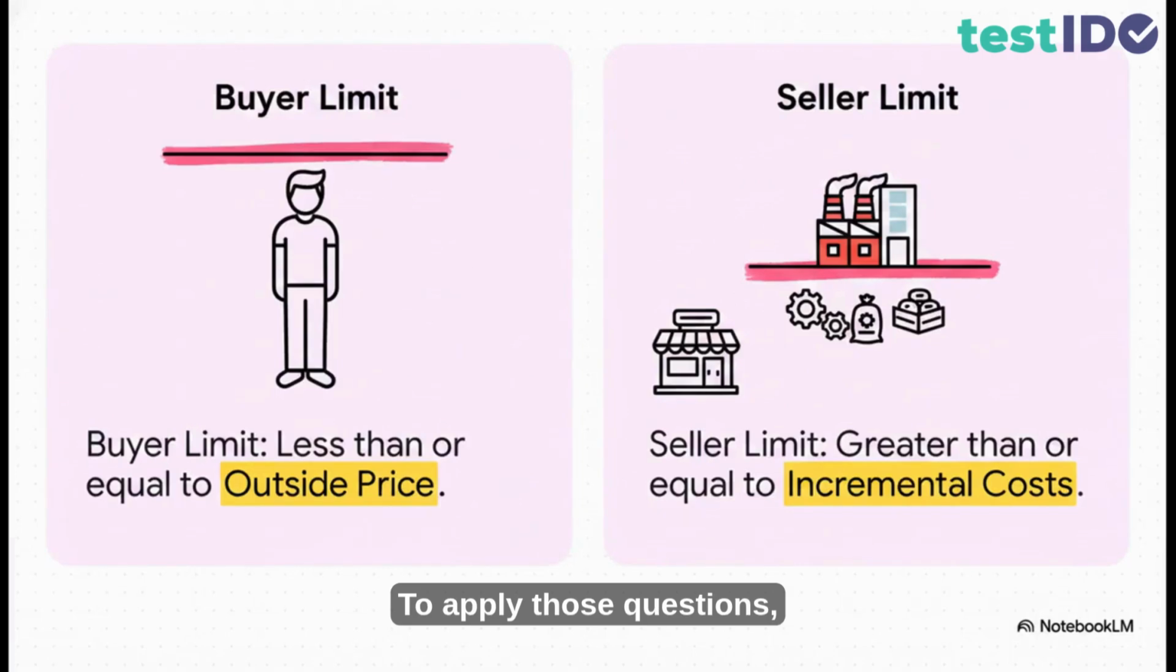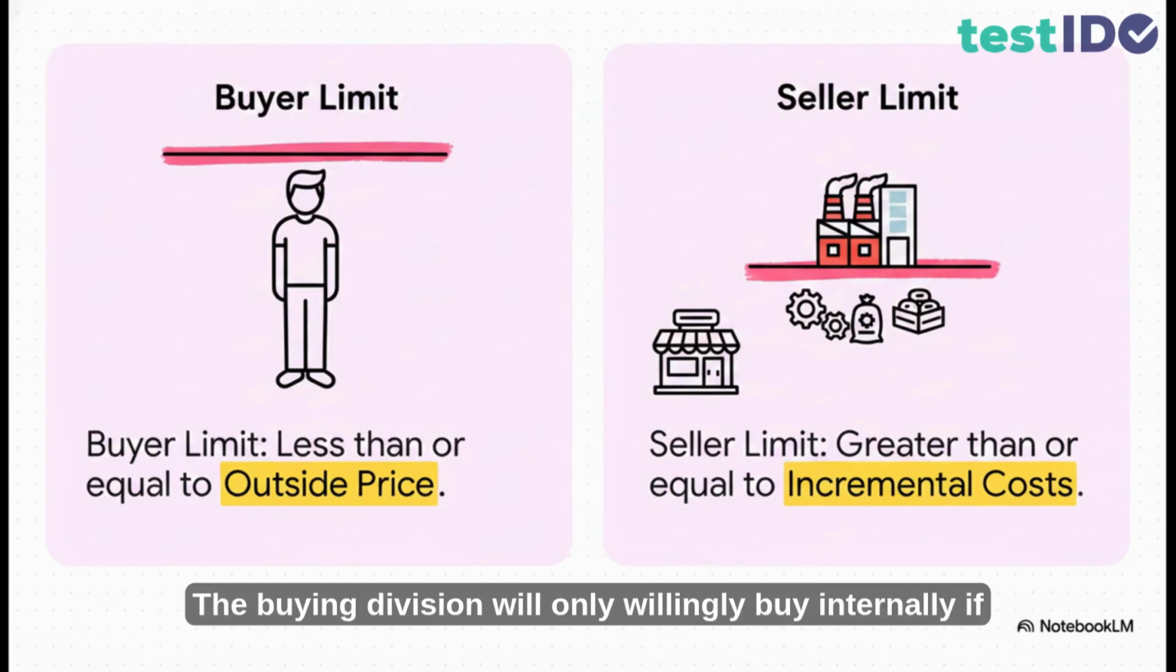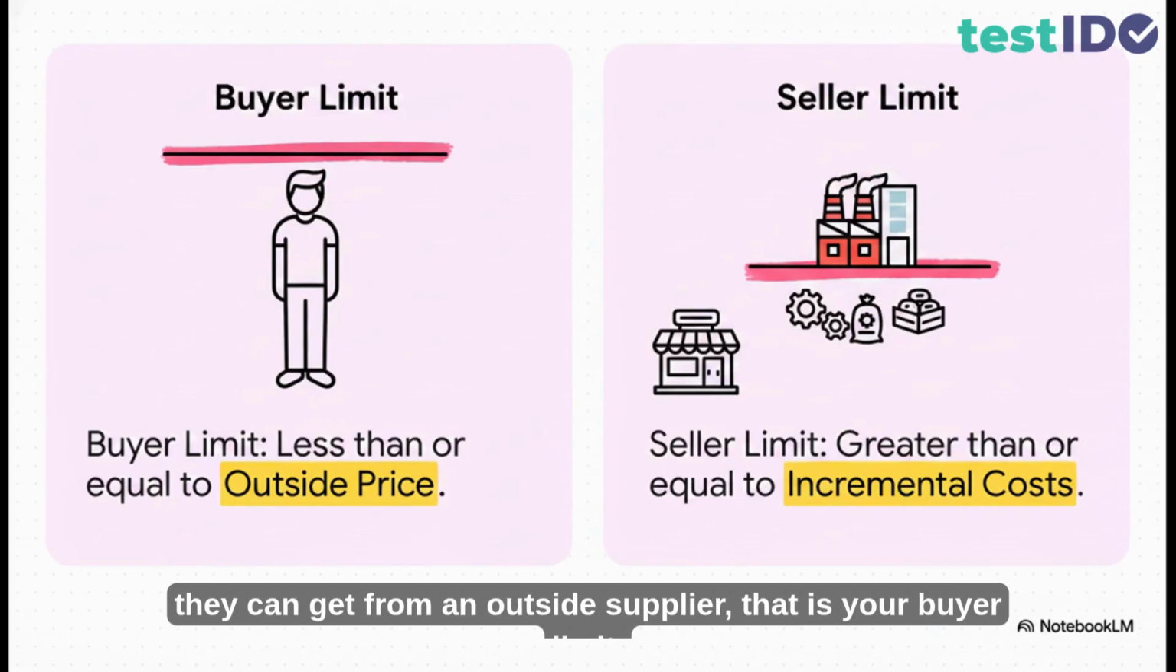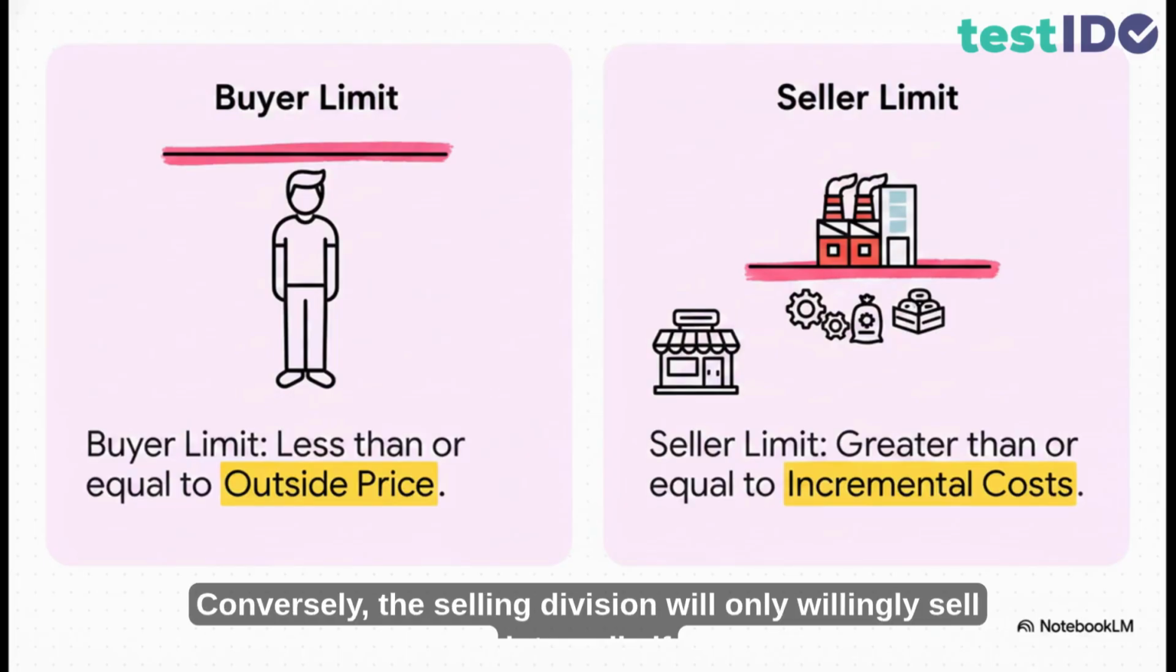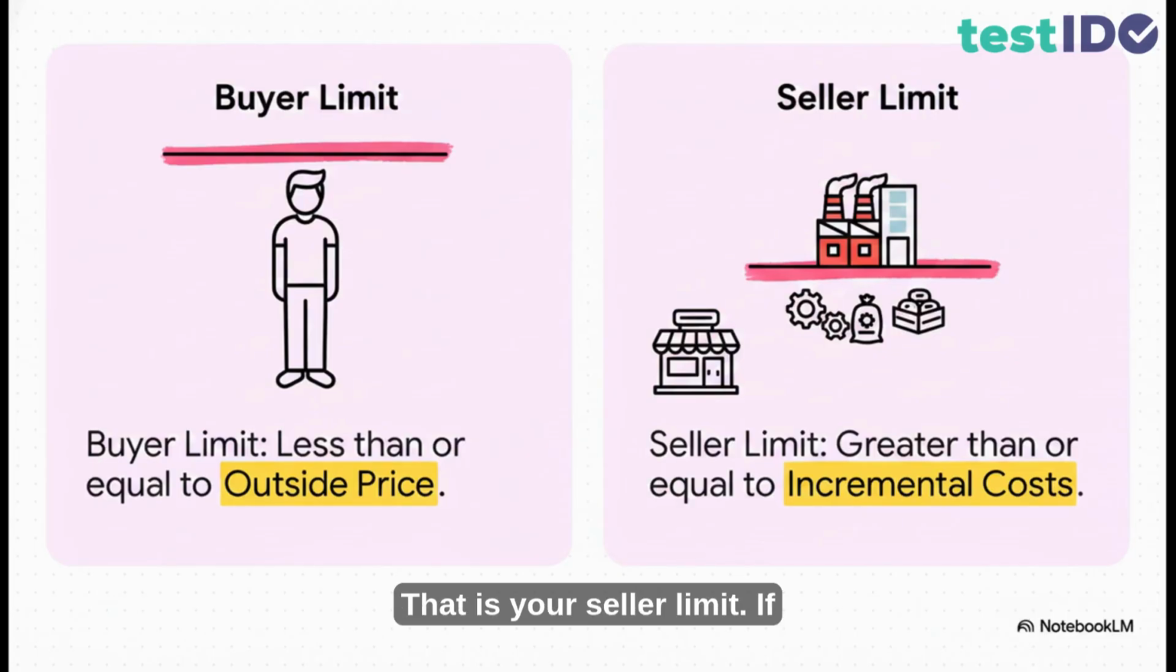To apply those questions, you need to establish the absolute mathematical limits for both sides. Remember this rule for test day. The buying division will only willingly buy internally if the transfer price is less than or equal to what they can get from an outside supplier. That is your buyer limit. Conversely, the selling division will only willingly sell internally if the price is greater than or equal to their incremental costs. That is your seller limit.